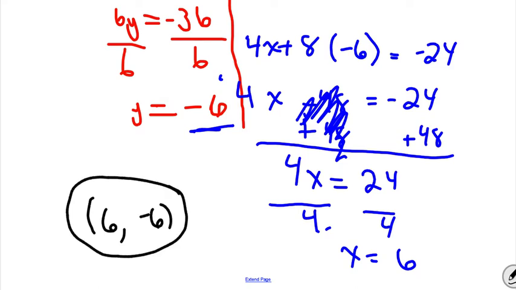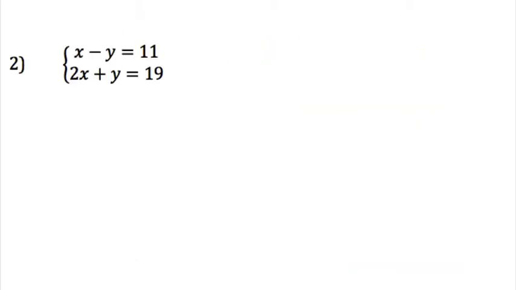Okay? Now me personally, I think the elimination method is easier. That's why I do substitution first, because I think it's more challenging and I want to get that out of the way first. So personally, I think elimination is easier. Hopefully you feel the same way too, and these problems aren't too bad. So let's move on to the next one.